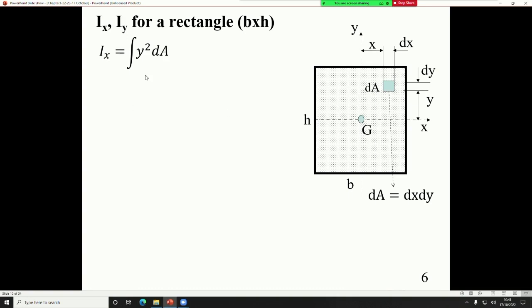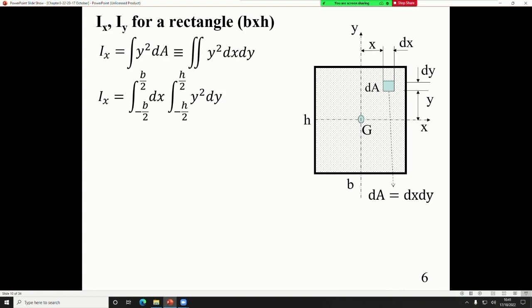So I can say dA is equal to dx dy, so I write it as a double integral. These two integrals are separable. I can say integral of y squared dy multiplied by integral of dx. Now, integral of y squared is 1 over 3 y cubed. And from there, you can find the second moment of area of a rectangle with respect to the x-axis, which is parallel to the bottom edge, is equal to 1 over 12 b, which is the width, multiplied by h, height, cubed.